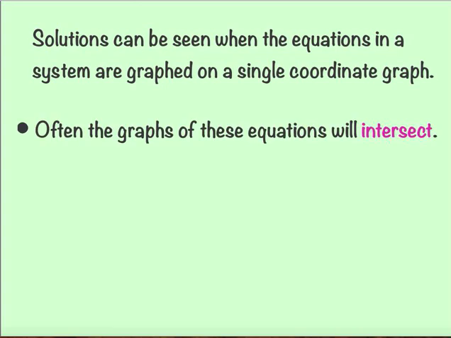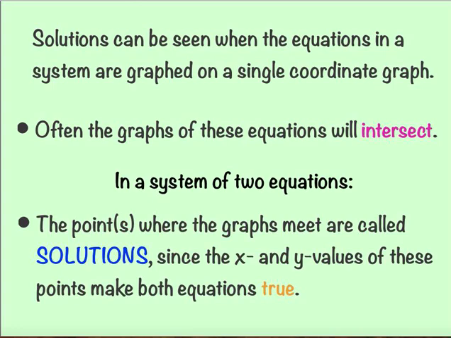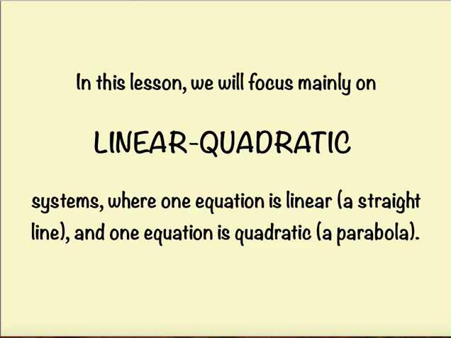Often the graphs of these equations will intersect. And in a system of two equations, which we're going to be talking about today, the points where the graphs meet are called the solutions, since the x and y values of these points make both equations true. In this lesson, we're going to focus mainly on linear quadratic systems where one equation is linear, its graph being a straight line, and one equation is quadratic, whose graph is a parabola.